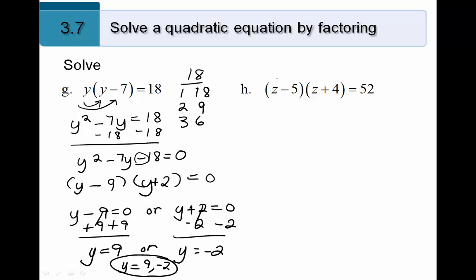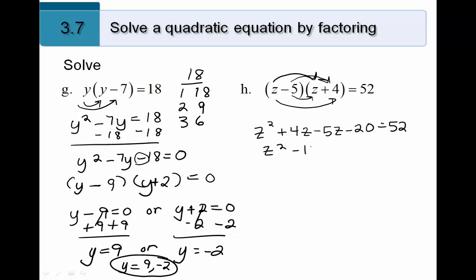We have z times z is z squared first. Outer, z times 4 is 4z. Inner, negative 5 times z is negative 5z. Last, negative 5 times 4 is negative 20 equals 52. Okay, so that means z squared minus 1z minus 20 equals 52. So all I did was FOIL, multiply those two binomials together and combine like terms.